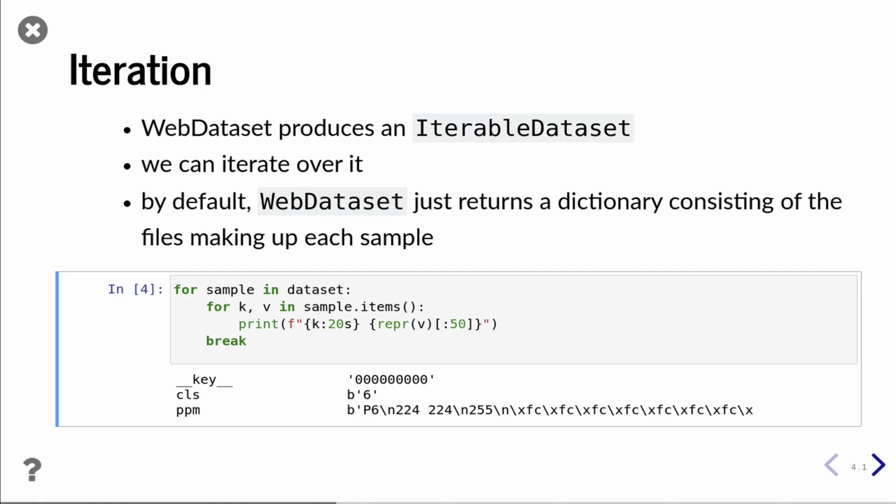As I mentioned before, web dataset instances are just instances of a PyTorch iterable dataset. As such, we can iterate over them. And iterating over a web dataset just yields samples. Each sample is a dictionary consisting of keys and values. The key is generally the extension of the file that makes up a sample, and the value is the binary content. There's a special dictionary key called __key__, which identifies the sample itself. That is the base name of the files, the common base name that makes up the files of the sample.